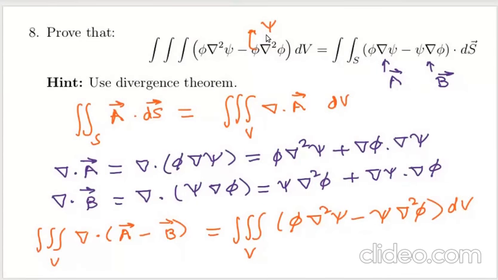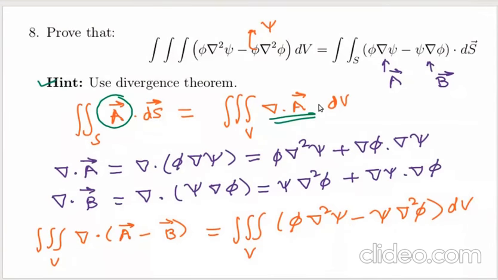So you have to prove that this volume integration of phi del square psi minus psi del square phi dv is actually equal to the surface integration of phi gradient of psi minus psi gradient of phi ds. This hint is also given to you. You can use the divergence theorem, where a surface integration can be converted to a volume integration. So instead of the A vector, you will use the divergence of vector A.